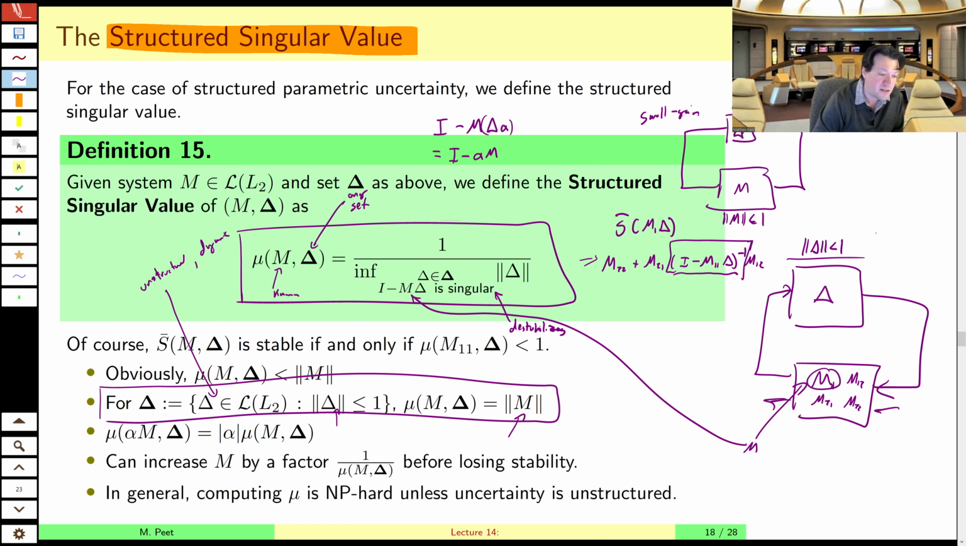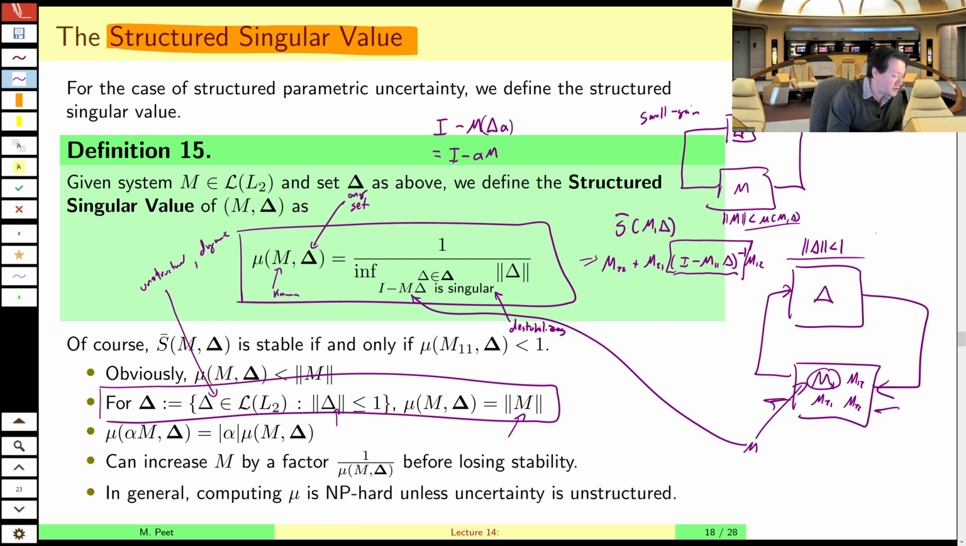It says that if you have structured uncertainty, then you can actually increase the gain on M up to this structured singular value and retain stability. So small gain transforms itself into the structured singular value: the smallest gain you can put on M before you lose stability for some delta in that uncertainty set.